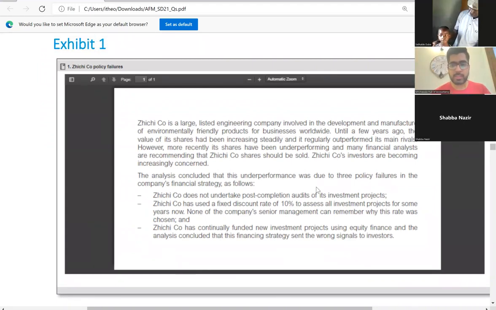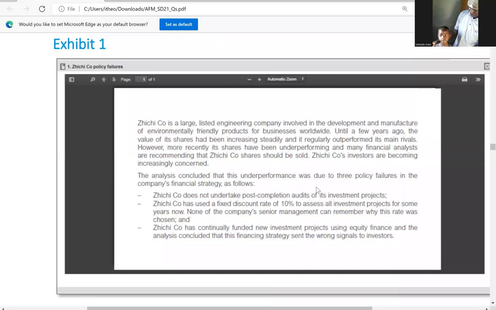So the question stated that ZHICHI company is a large listed engineering company involved in the development and manufacture of environmental friendly products for businesses worldwide. So it was basically a listed engineering company, and this engineering company used to manufacture and develop environmentally friendly products for businesses worldwide.